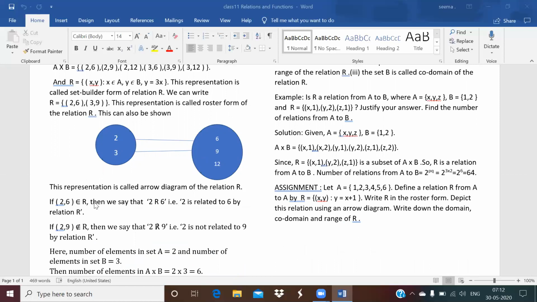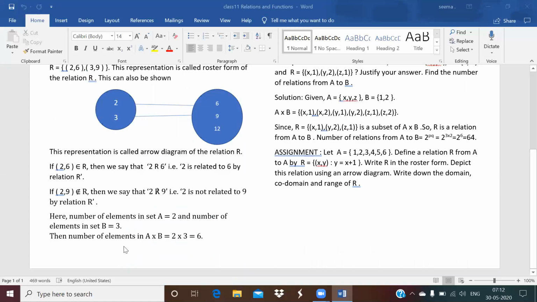If (2, 6) is in R, then it can be written as 2 R 6. If (2, 9) is not in R because (2, 9) is not here, then you can say 2 is not related to 9, and it can be written like this.